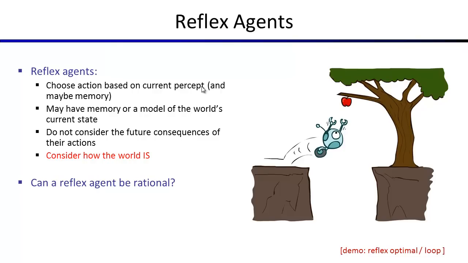Reflex agents, can they still be optimal? Can they be rational? Can they maximize expected utility? Right? Last time we said what we want to do here is maximize expected utility. That's what we're trying to do. Well, let's look at an example.